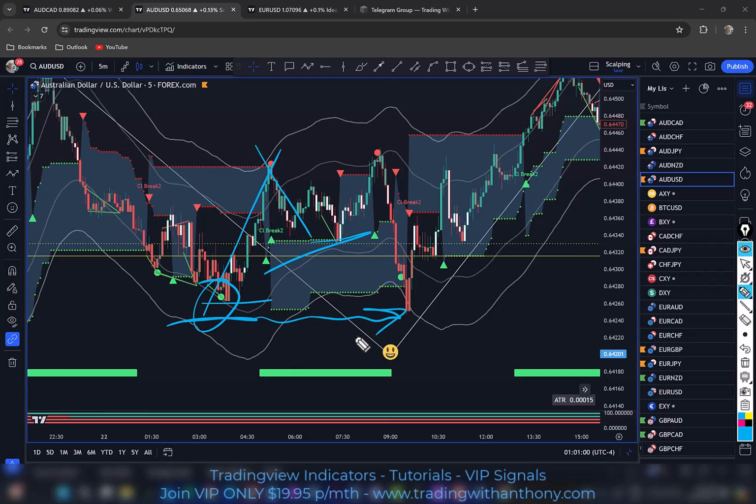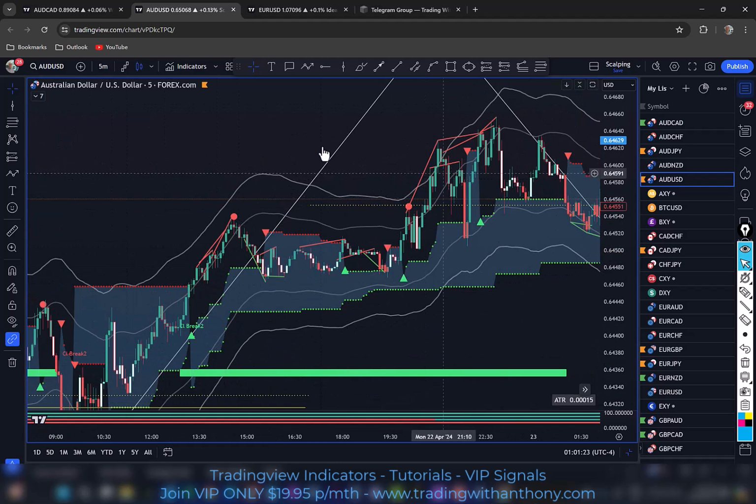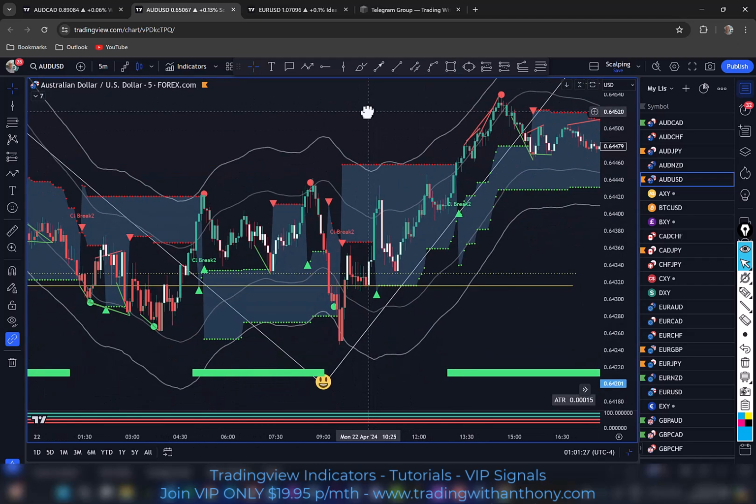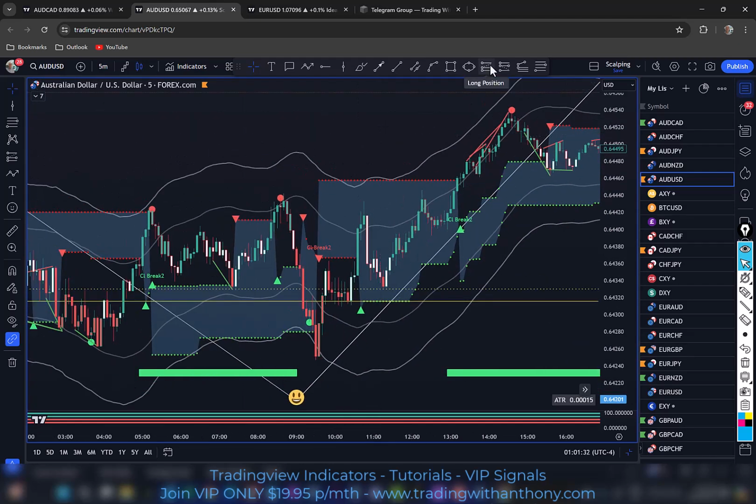You may or may not have got hit there. That'll happen occasionally. But if you caught that, well, there's another opportunity here and here. Another stop run, retrace after the breakout, and we buy. And look at that. Okay, we'll just quickly cover trade management and risk management.